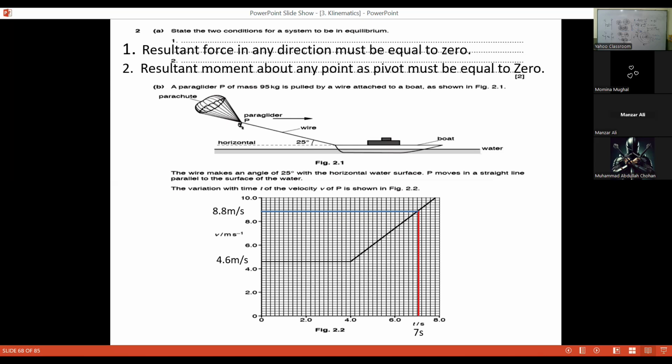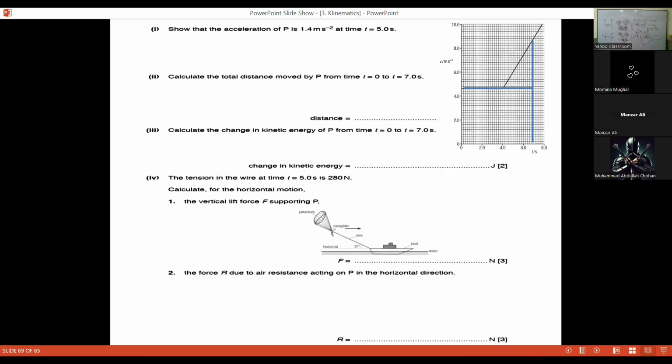So initial speed is 4.6. After 7 seconds, the speed is 8.8 meters per second. This is what we get from the graph. And there is uniform acceleration from 4 onwards. Up to 4 seconds, it was moving with constant speed. What is the acceleration? At 5 seconds. Now, 5 second onward acceleration is constant.